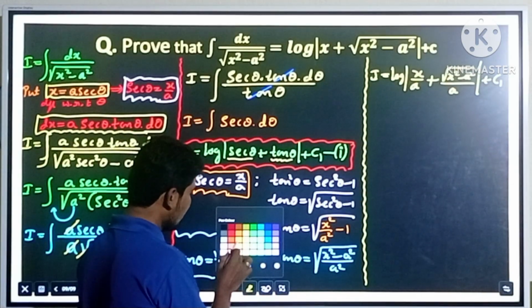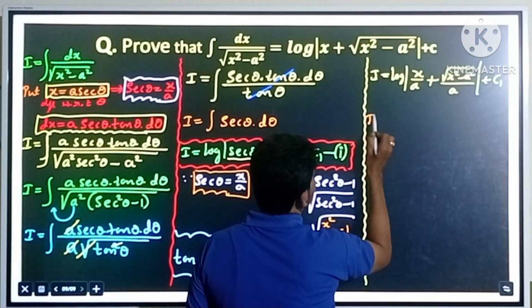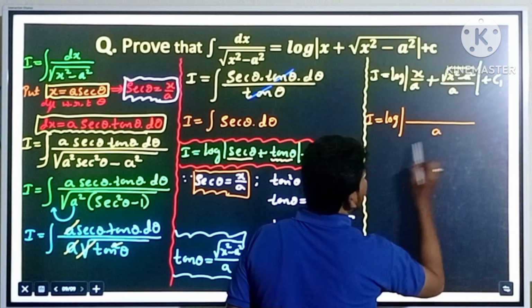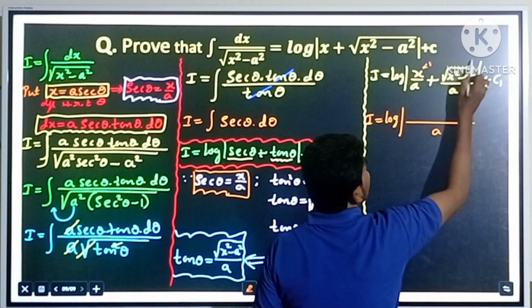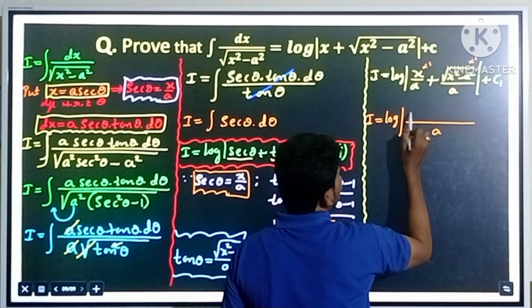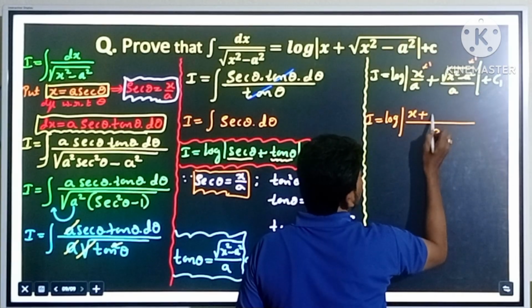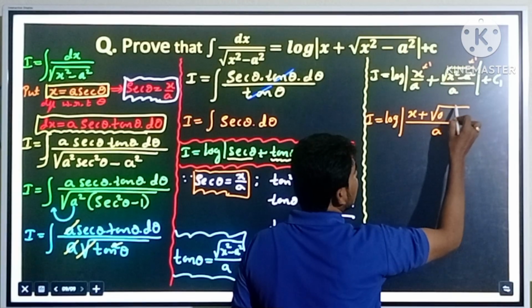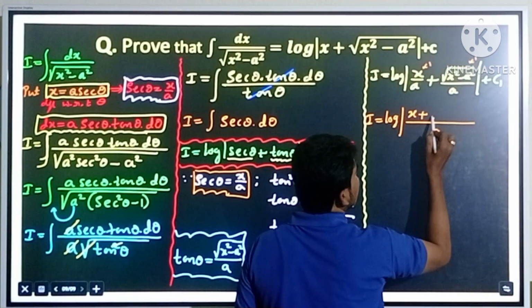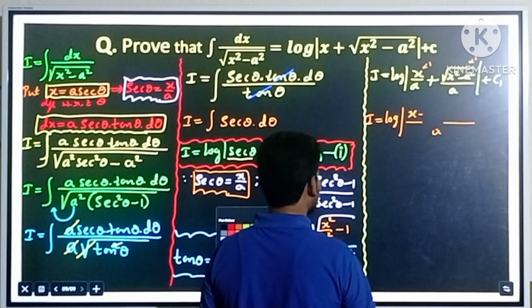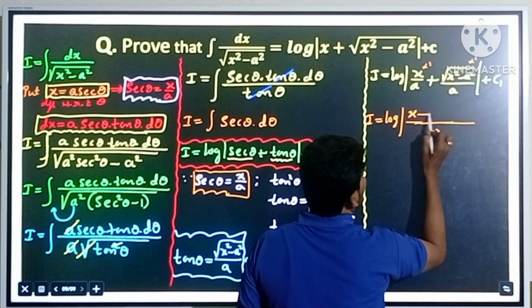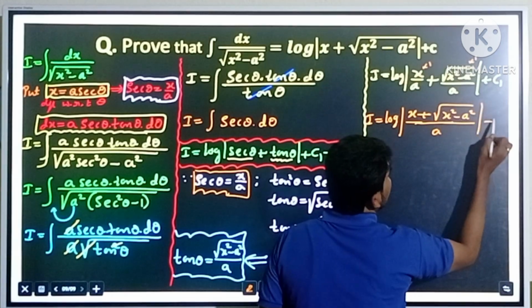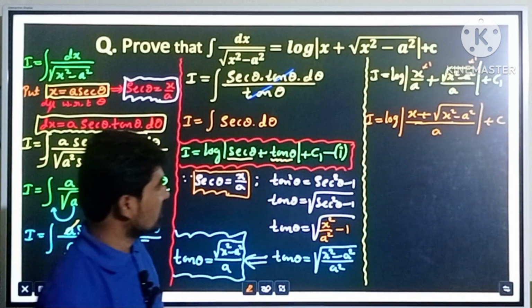Now see here, next step, what I am doing: I is equals to log of, I can take LCM, a is LCM. So here multiply by 1, here also multiply by 1. x into 1 is x plus root x square minus a square into 1 is root x square minus a square, plus constant c. I hope all of you are understanding.